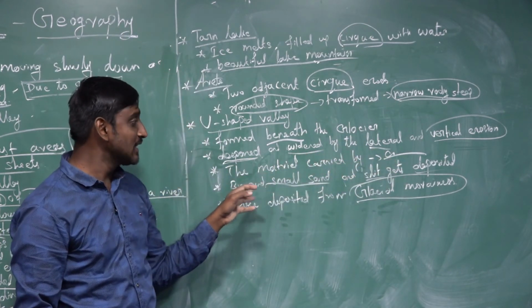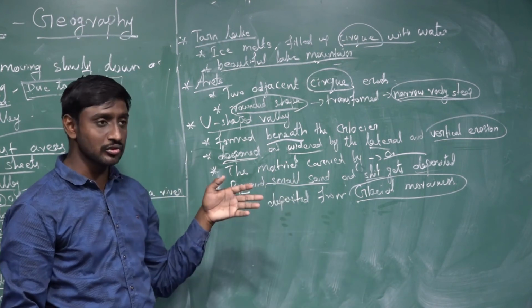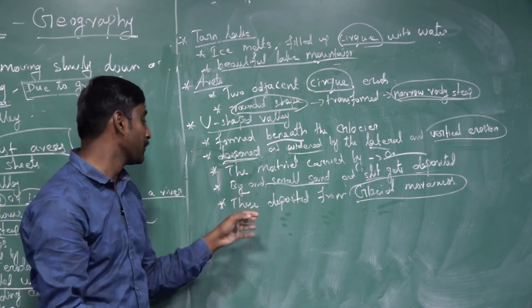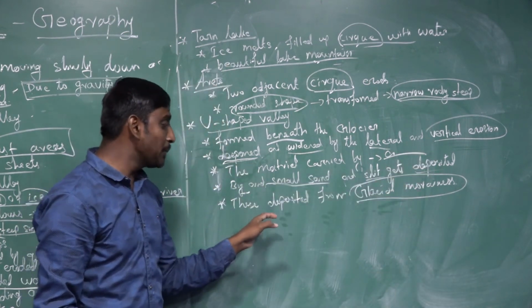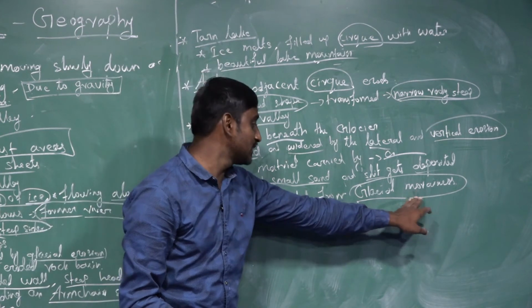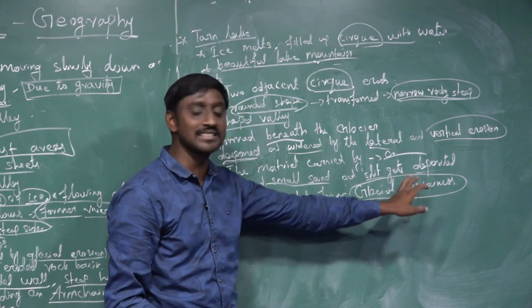So what are the materials? Clay, silt and fine soil, some etc. So big and small sand and silt get deposited. This deposit from the glacier is called glacial moraines.